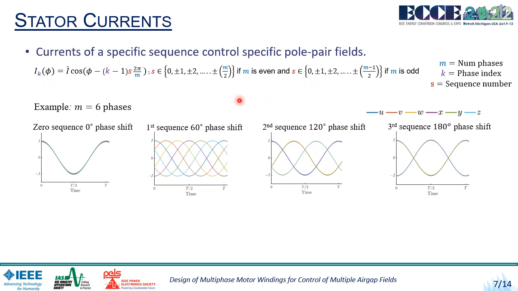As an example, for a 6-phase machine, the different sequence currents are plotted here. Zero sequence current has no phase shift between adjacent phases, while the first sequence current has a 60-degree or 2π/6 radian phase shift between adjacent phases. The second sequence current has 2 times 2π/6, or 2π/3, or 120-degree phase shift between adjacent phases. So this appears similar to a three-phase system. And the third sequence components have a 180-degree phase shift between adjacent phases. The steps to determine the appropriate sequence currents can also be found in our ECCE 2022 paper, and they are not discussed in this presentation.